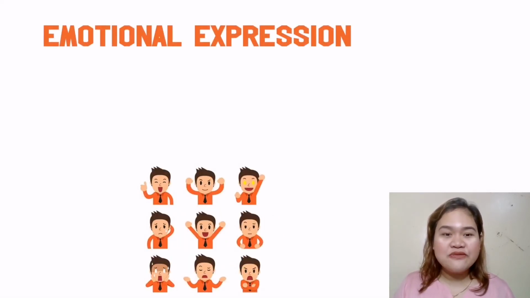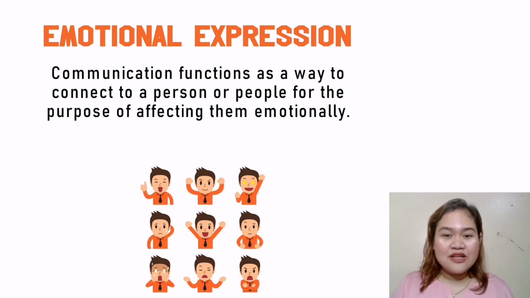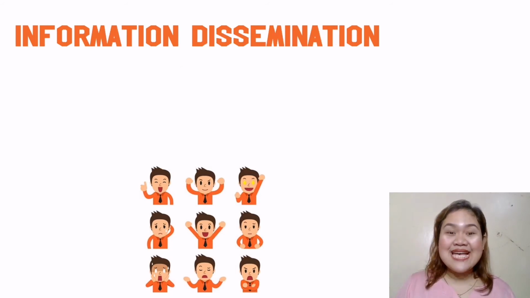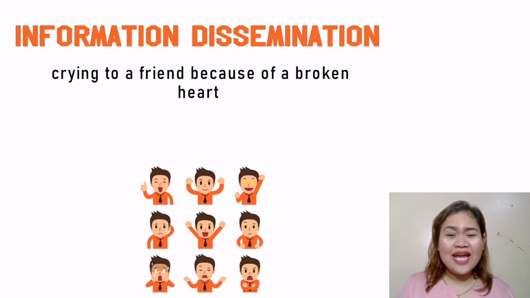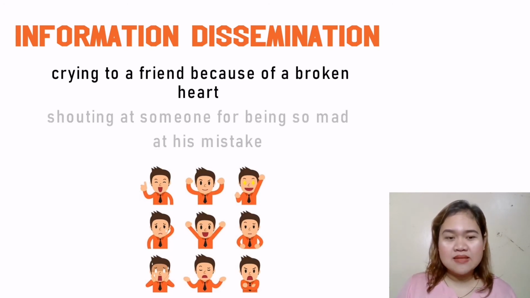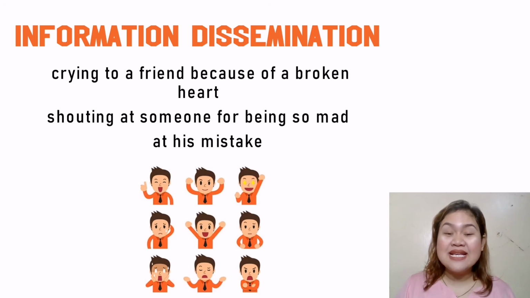The last function of communication is for emotional expression. Communication functions as a way to connect to a person or people for the purpose of affecting them emotionally. The examples of this are: crying to a friend because of a broken heart, shouting at someone for being so mad at his mistake. In this case, we talk because we want to share our feelings.